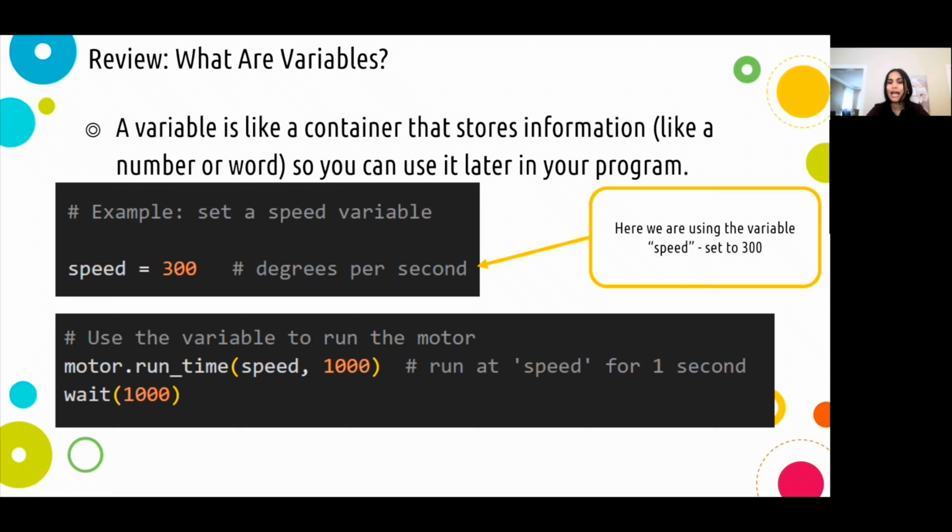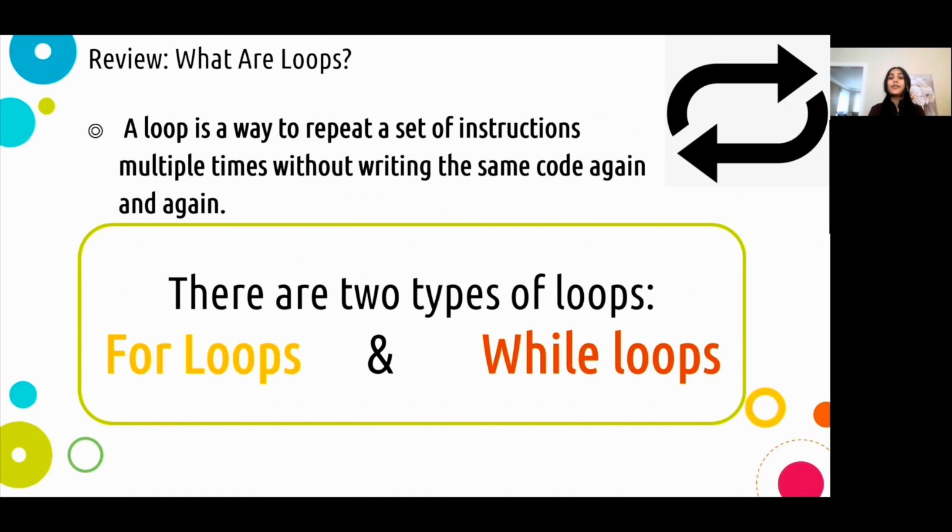Now that we understand how to store information, the next step is learning how to repeat actions efficiently. And that is where loops come in. Instead of writing the same instruction again and again, we use loops. A loop allows us to repeat a block of code multiple times automatically. There are two common types of loops: for loops and while loops. They both repeat code, but they do it in slightly different ways.